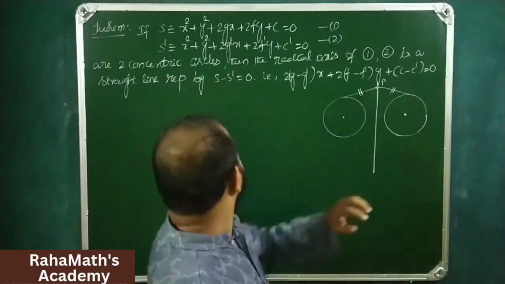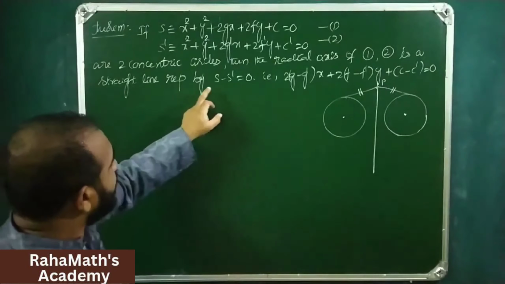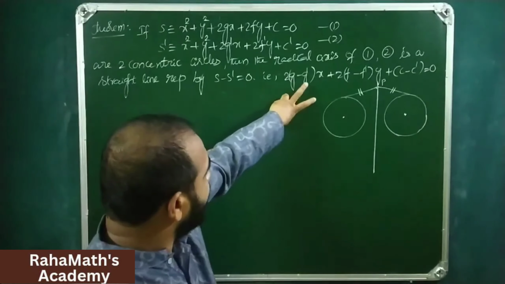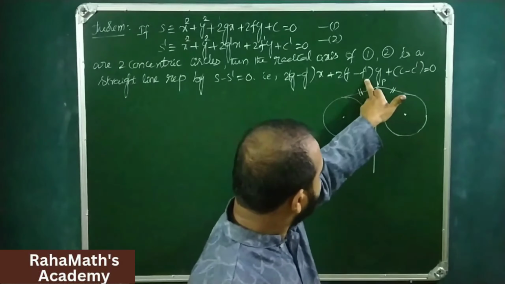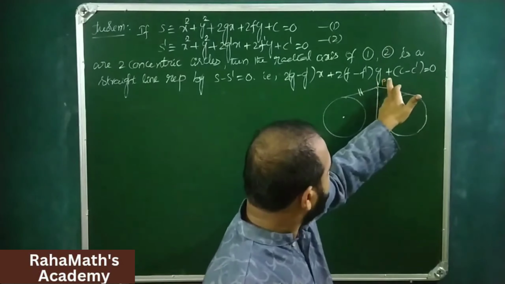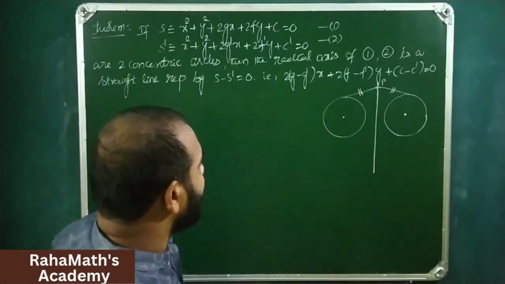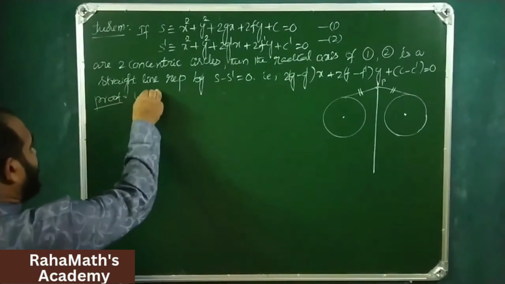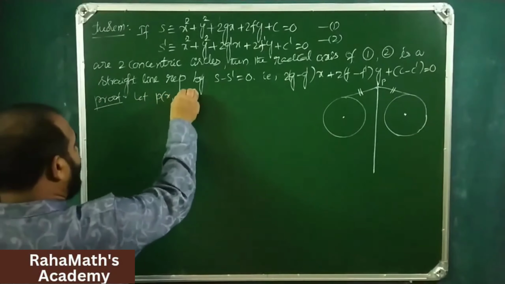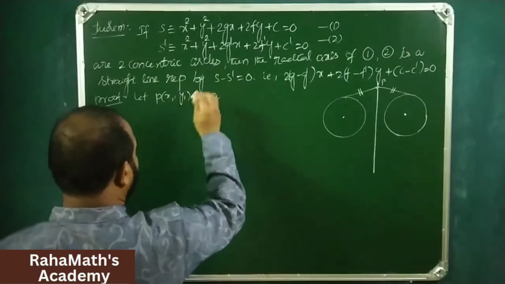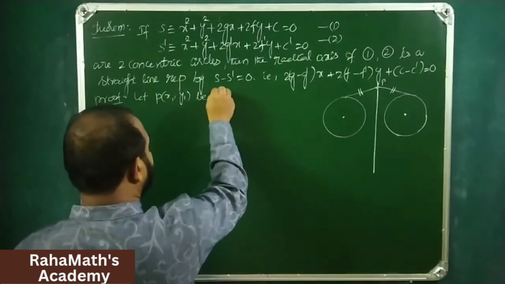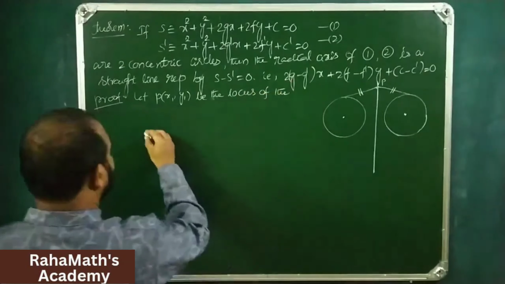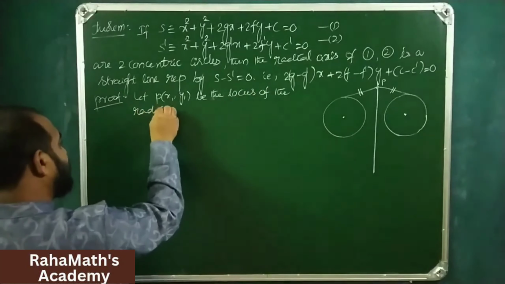So it is a straight line represented by S minus S dash equals 0. That is, 2 into (g minus g dash) x plus 2 into (f minus f dash) y plus c minus c dash equals 0. Now the proof: let P(x1, y1) be a point on the locus of the radical axis.